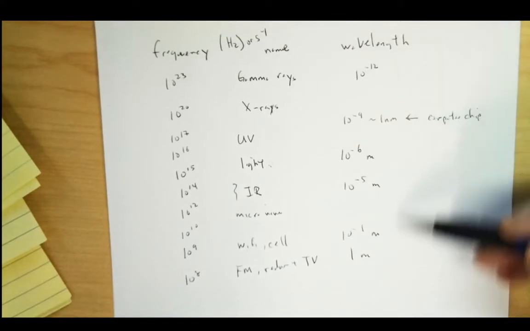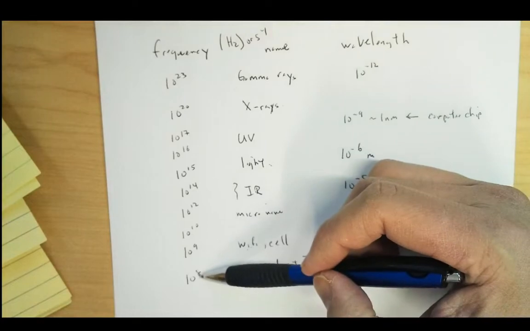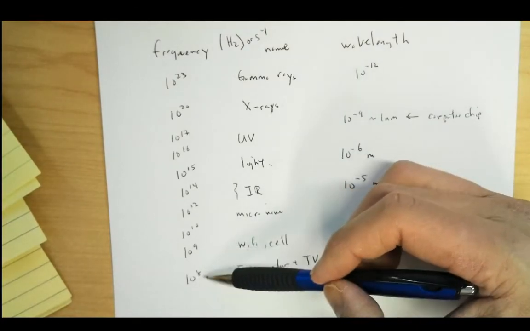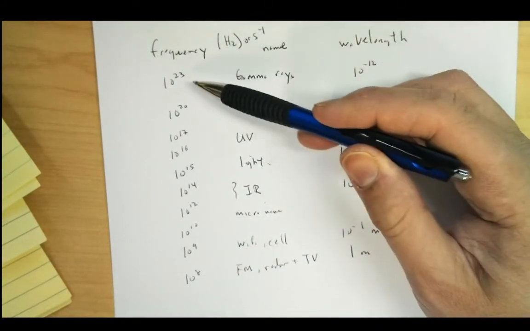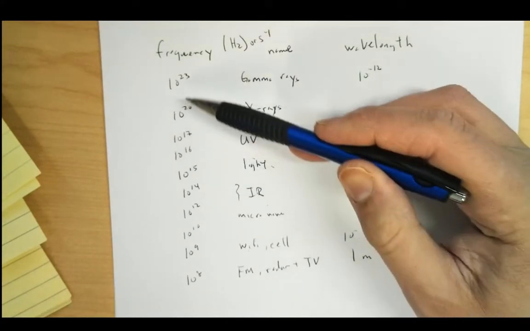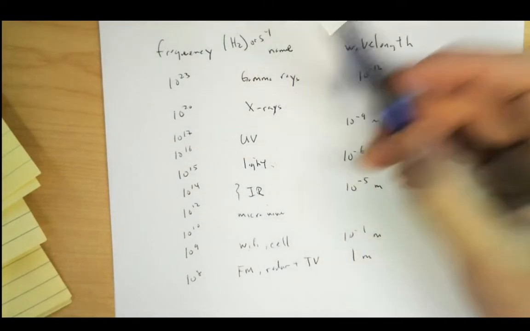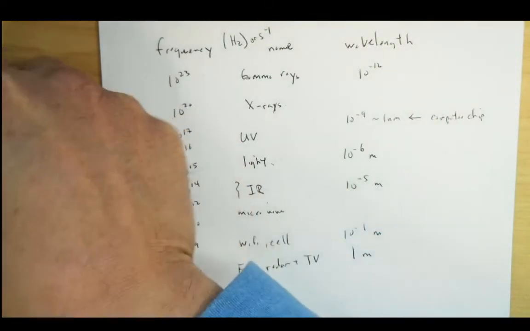So that's the hierarchy of different wavelengths. You can see it goes from 10 to the 23 down to 10 to the 8. It actually goes lower than that if possible, but this is what humans usually have access to. How many orders of magnitude is that? 15 orders of magnitude? That's a lot. So that's 10 with 15 zeros behind it.